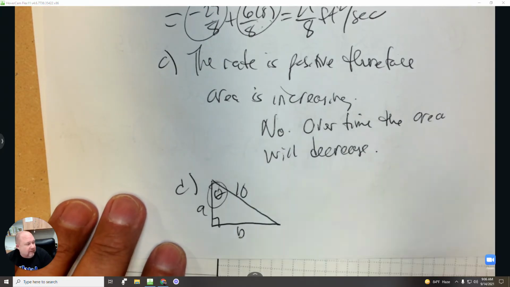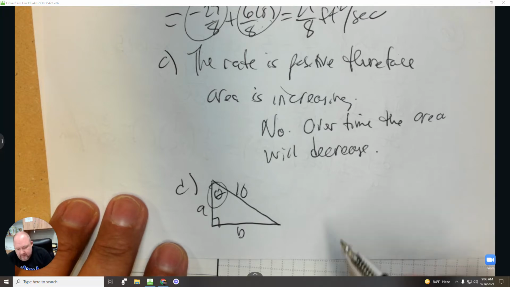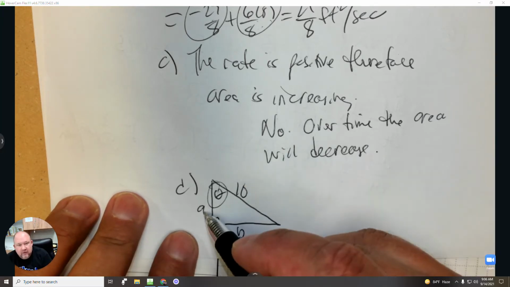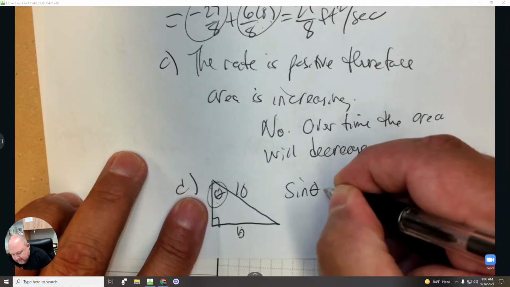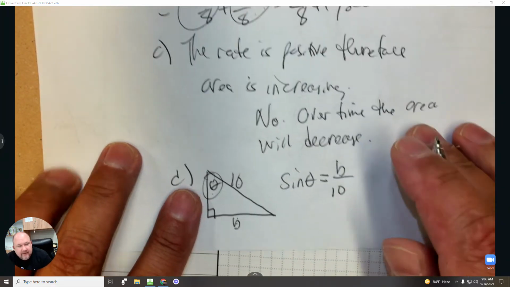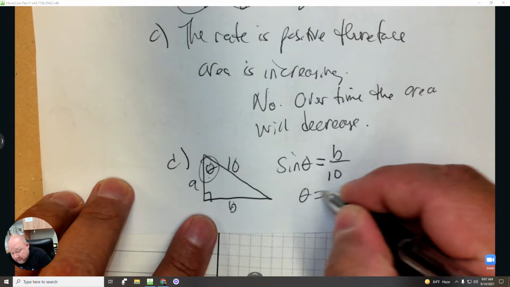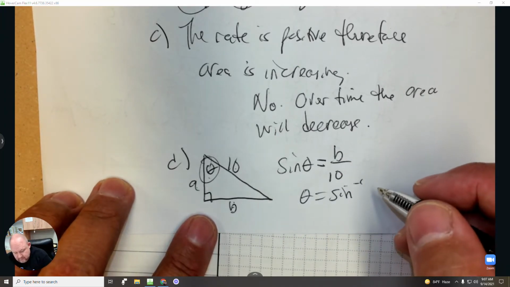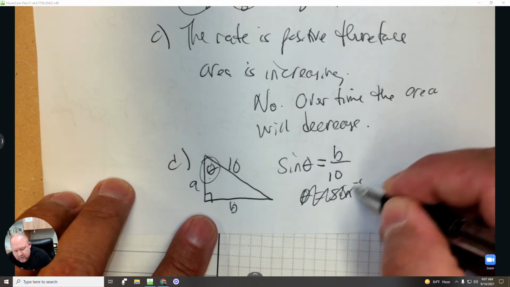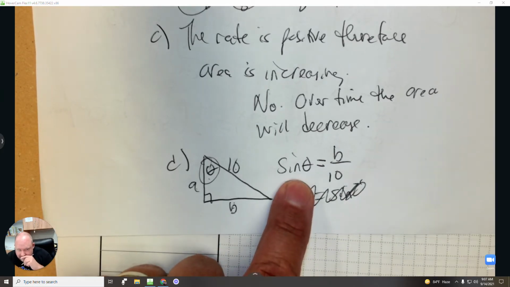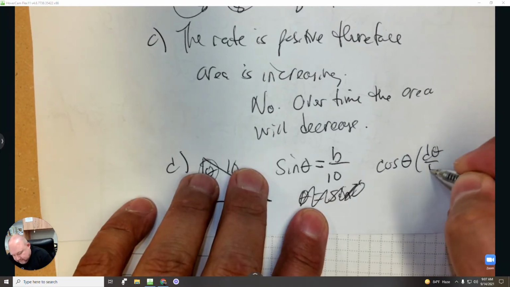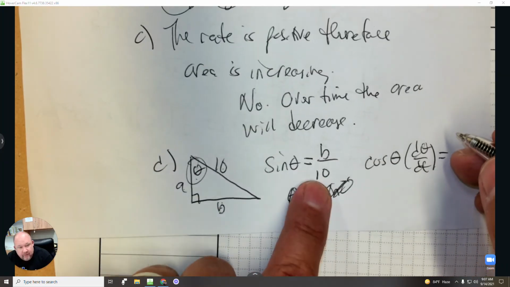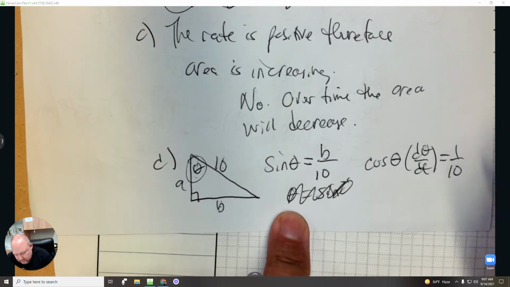So we need an equation for theta. So this is trigonometry. You could use A or B. So I'll use B. Opposite over hypotenuse is sine. So sine theta is equal to B over 10. To get theta by itself, you do inverse sine. Well, first, let's just take the derivative. The derivative of sine is cosine, but we need a hook. And then the derivative of this is just 1/10, but we need a hook.